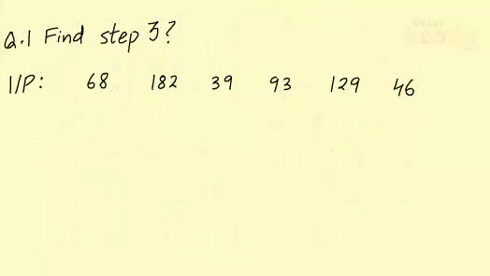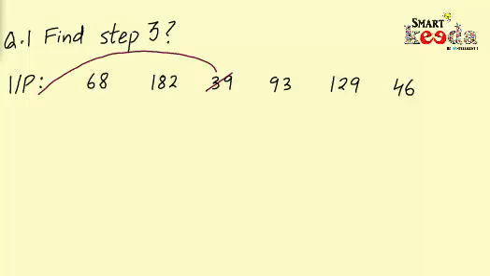Let's do the first kind of question based on the same pattern of rearrangement, in which we are required to find step 3 and the input is given as 68, 182, 39, 93, 129 and 46. For the first step, we would bring the smallest number, that is 39, to the first position. So for the first step, we would remove 39 from this place and place it at the starting position. This makes us step 1.